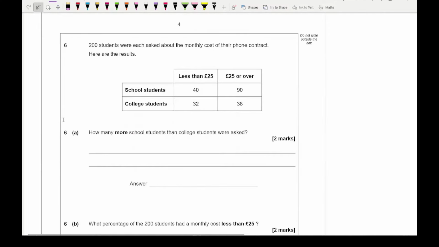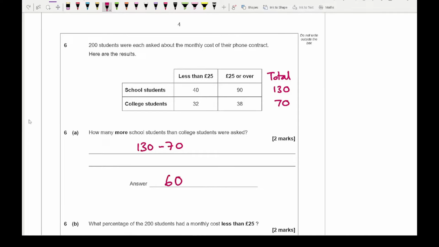Moving on to question 6, it says 200 students were asked about the monthly cost of their phone contract. Here are the results. Question 6a asked us how many more school students than college students were asked. For this, what we need to do is work out the total of each of the rows. So here we've got 40 plus 90, which is 130. And we've got 32 plus 38, which is 70. So all we need to do is work out the difference between 130 and 70, which gives us an answer of 60.